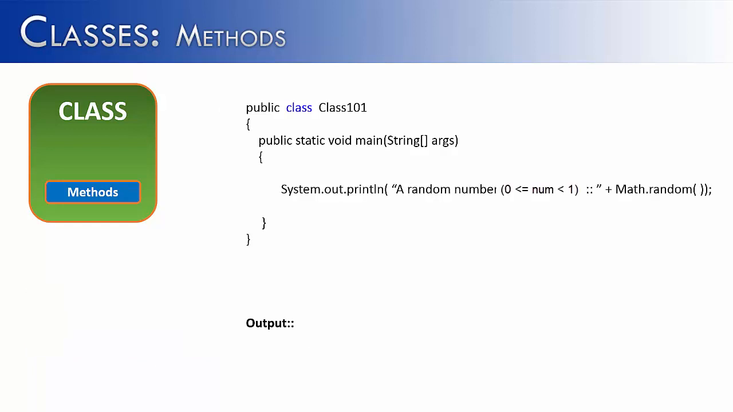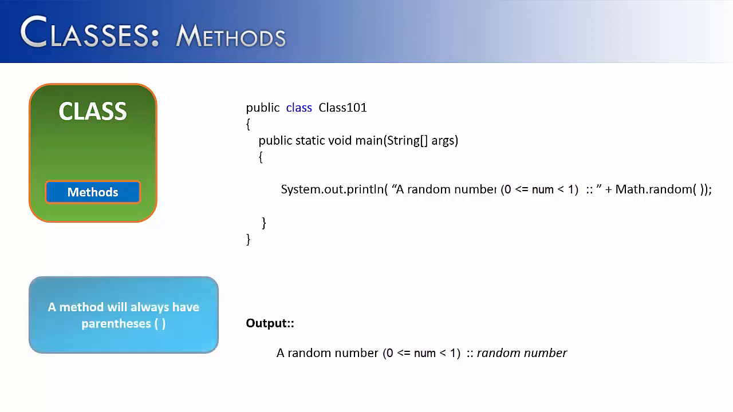Methods do not have to have parameters. In this example, let's look at another method of the math class, and that is math.random. What it does is it finds a random value between 0 and 1. I show this not necessarily to show its functionality, but I want to go back to the point that a method will always have parentheses. Math.random does not have any parameters or arguments. It doesn't need anything to be passed to it.